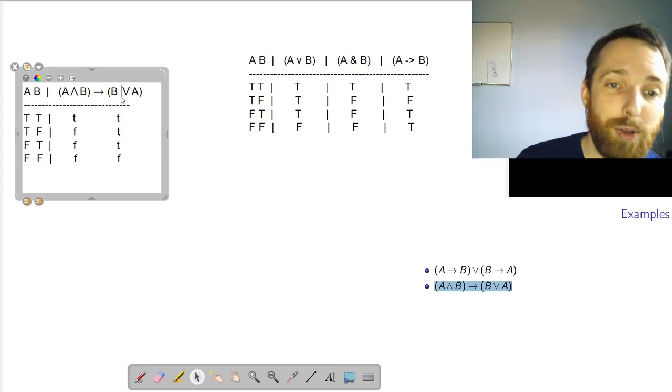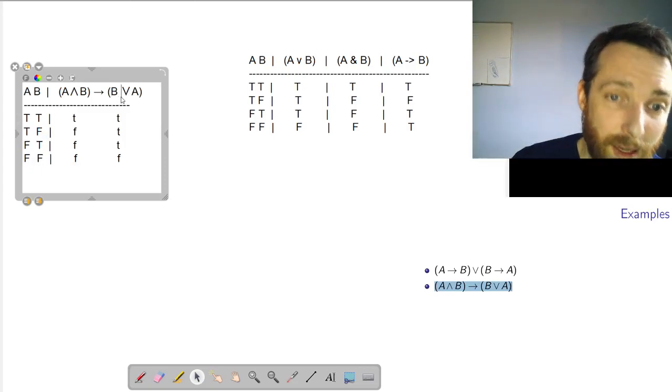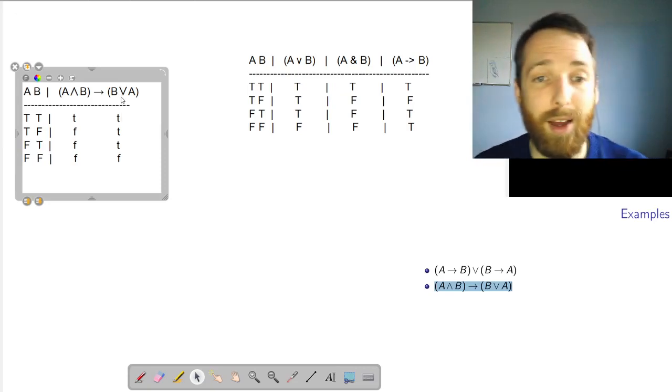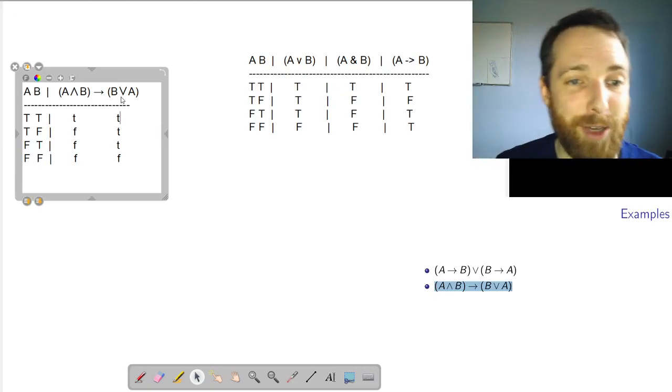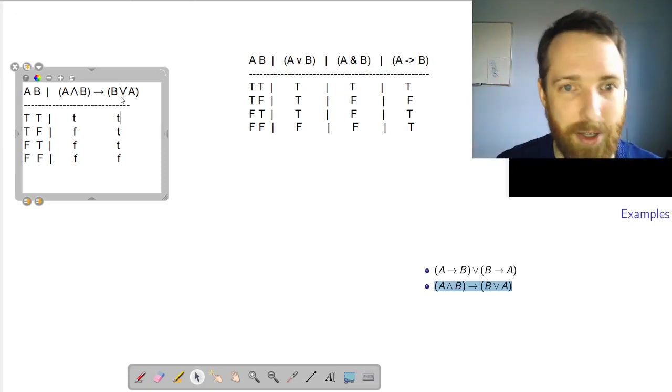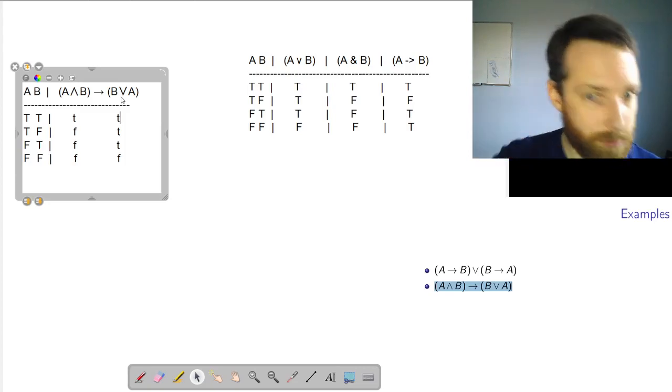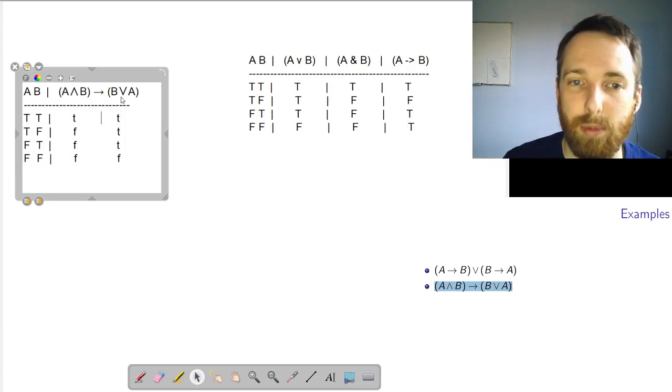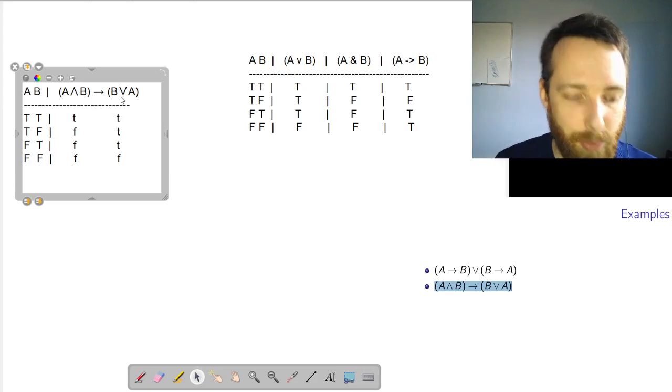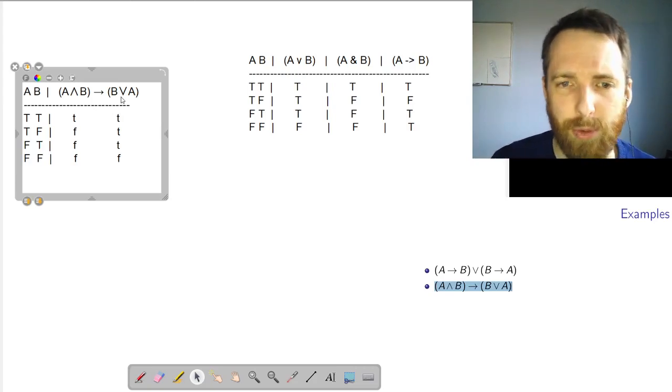I know I told you with everything except the arrow, all the binary connectives except the arrow are symmetrical, but I still think it's just good hygiene to try and pay attention to the order because sometimes it matters, and if you get sloppy about it, then you'll be burned.